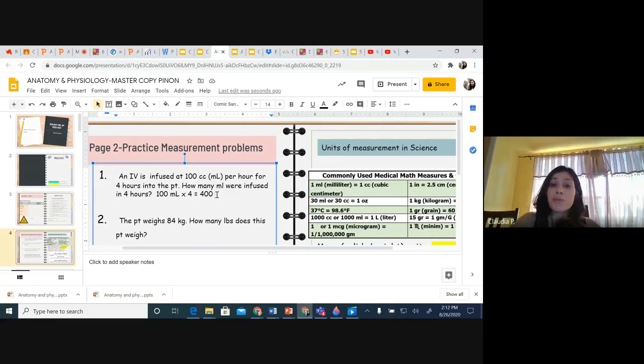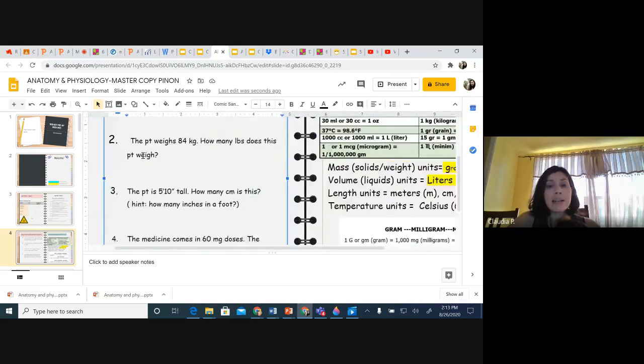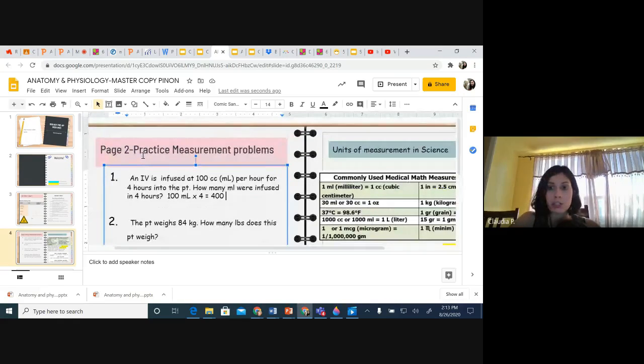Because if you just put 400, I can assume, well, they're working a liquid problem, so it's going to be milliliters. That's for liquids right here. But in science especially, we don't want to make assumptions. Because if we make assumptions, we can hurt someone, especially when we're dealing with a patient. So we want to make sure that we're very explicit about what units. It's super important that you put milliliters, grams, whatever is going to apply.